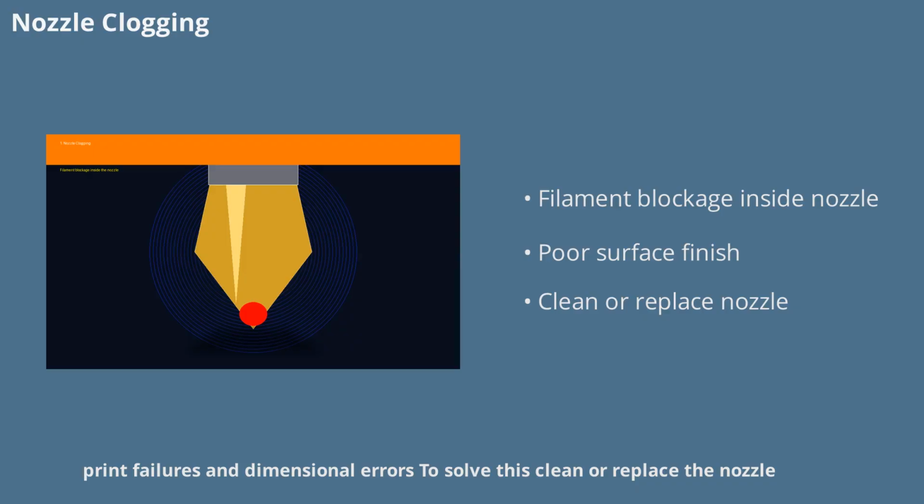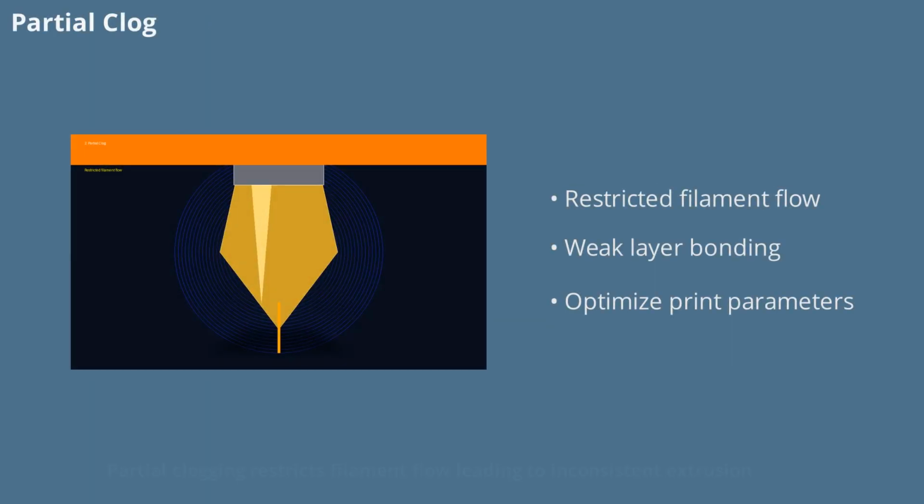To solve this, clean or replace the nozzle, use dry filament, optimize your print parameters, and calibrate your printer regularly. Addressing these points ensures consistent material flow and reliable prints. Partial clogging restricts filament flow, leading to inconsistent extrusion.